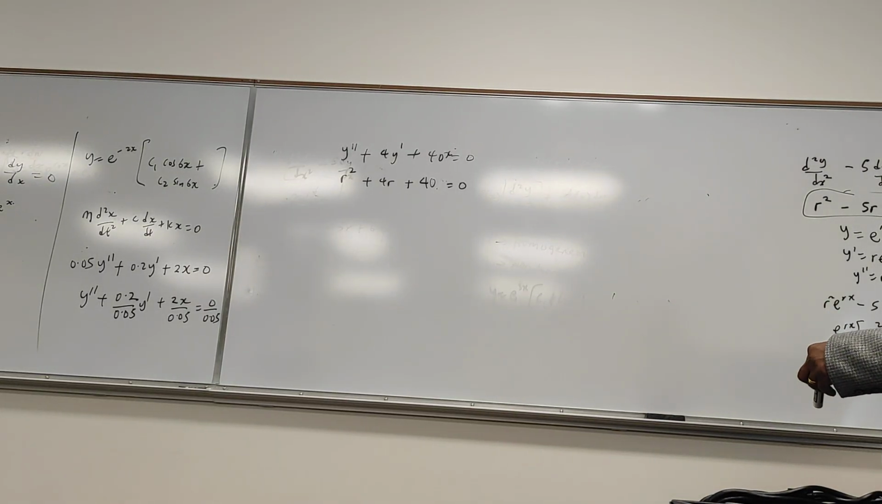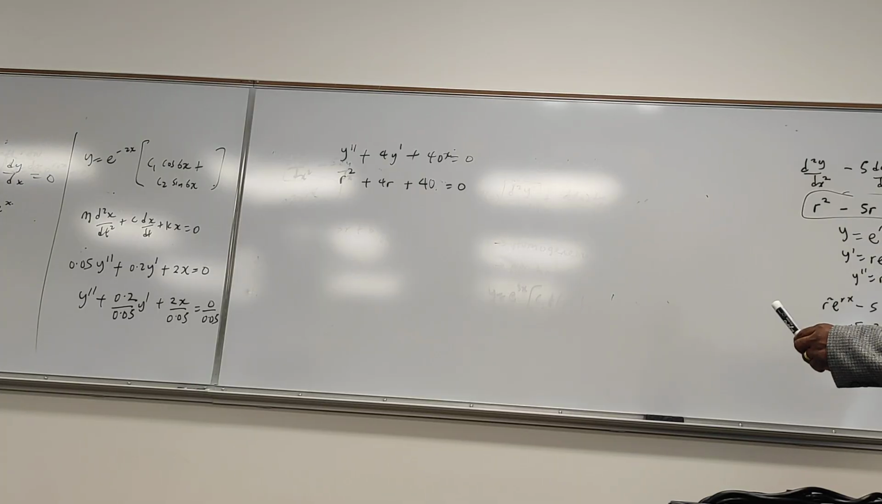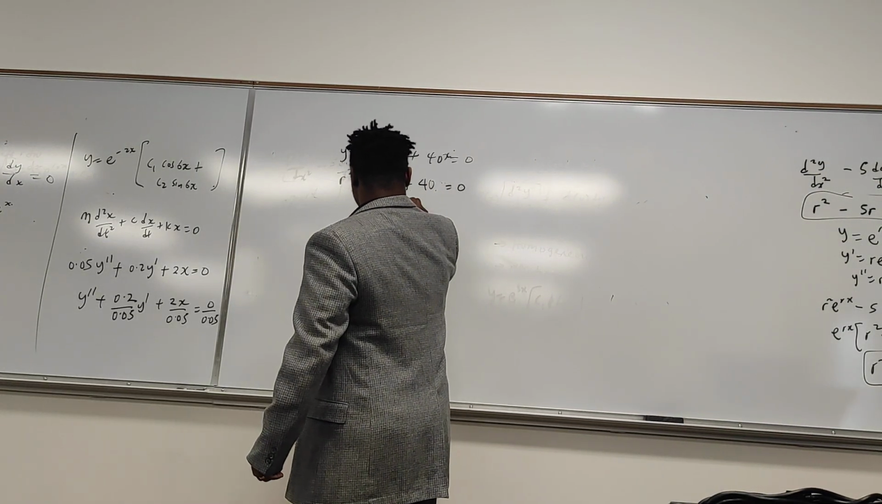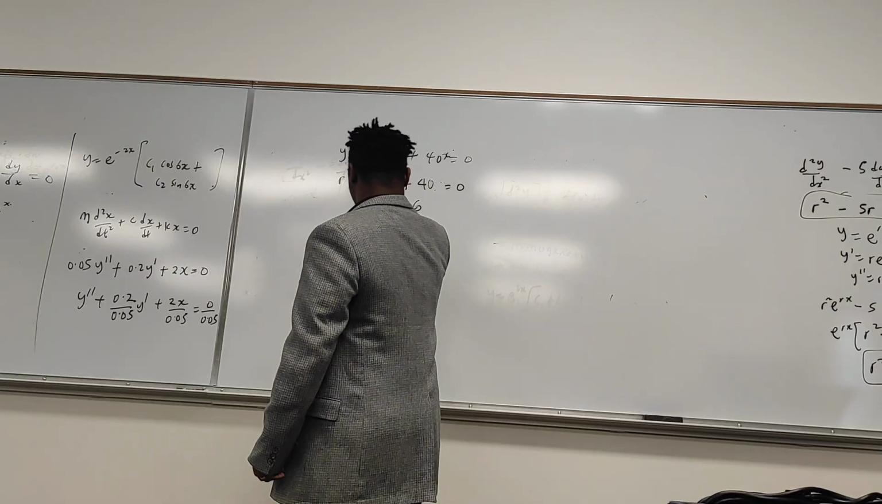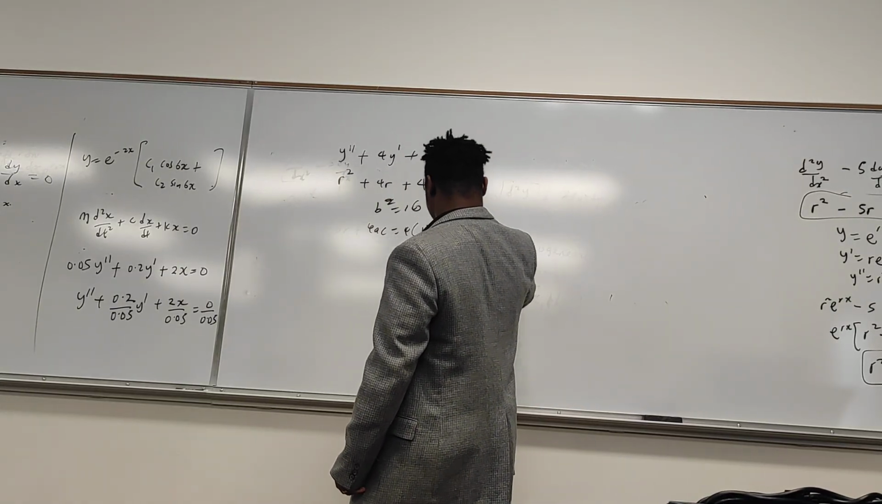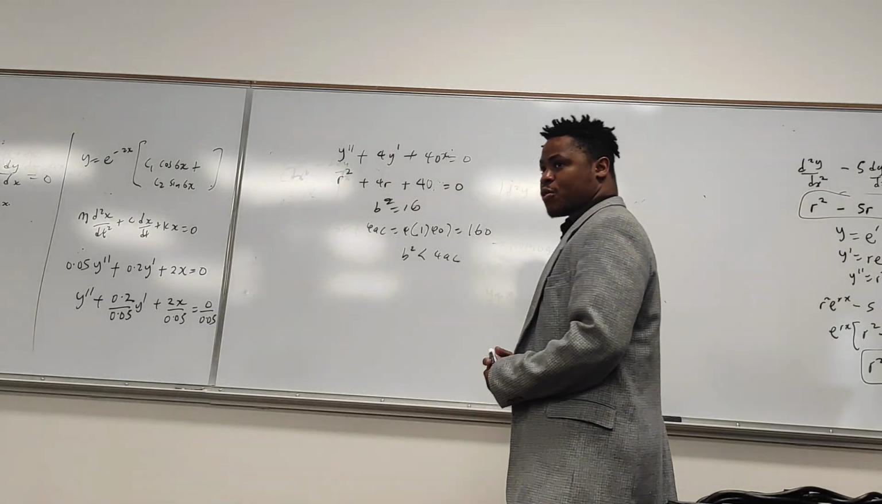Yes, right? That's correct. It's 40. Okay, great. If you feel I make a mistake, tell me now. So b squared is 16. 4ac is 4 times 1 times 40, that's 160. So b squared is less than 4ac. For sure, b squared is less than 4ac.